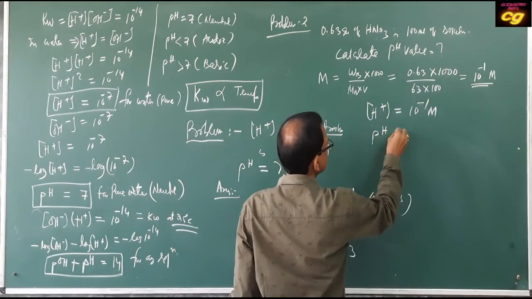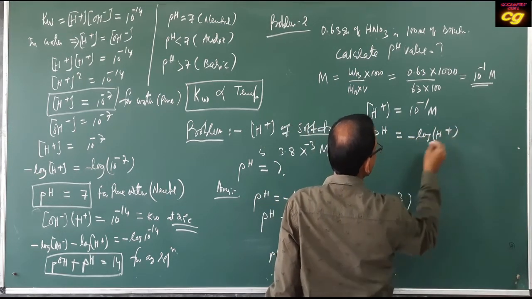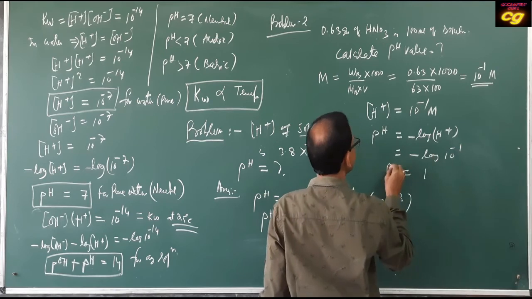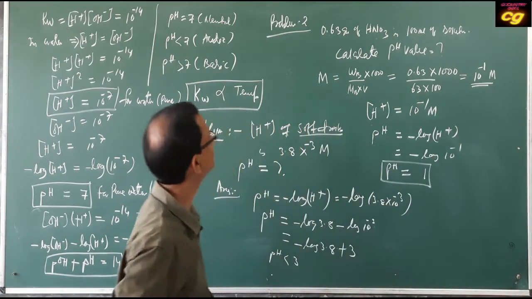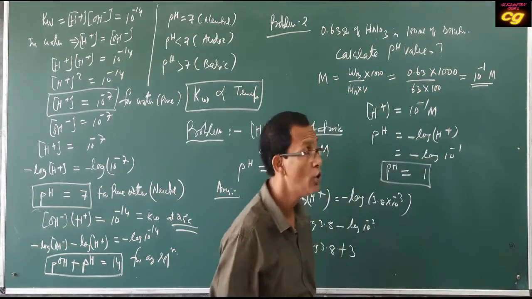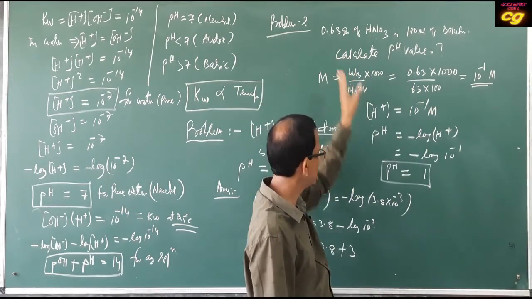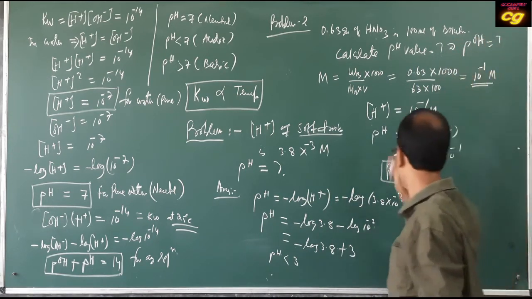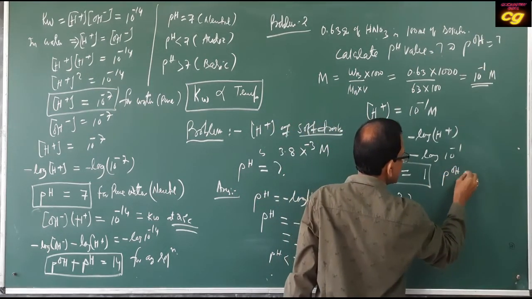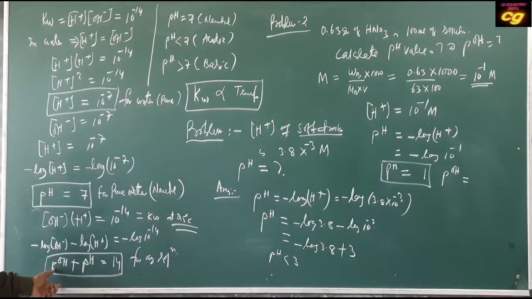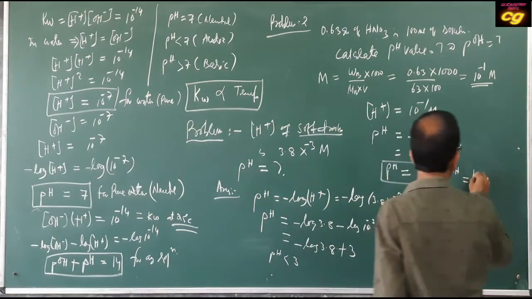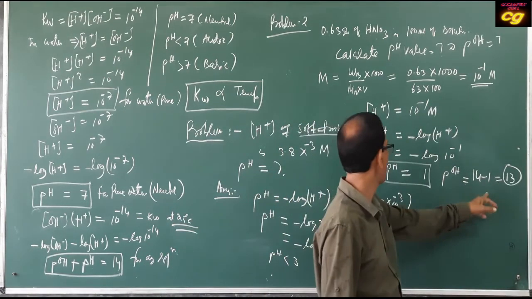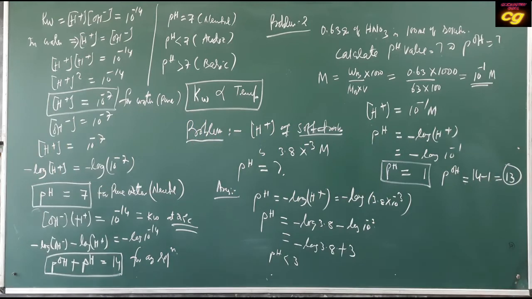So what is the pH? pH is equal to minus log [H+]. Minus log 10^-1, the result is 1. So this is the pH value of 0.63 gram of nitric acid in 100 ml of solution. When any acid or base is given, you can calculate the pH and pOH both. If pH is 1, then pOH, since we have already read that pH plus pOH is equal to 14, will be 14 minus 1, so the answer is 13. pOH is 13 and pH is 1, because the total is 14.